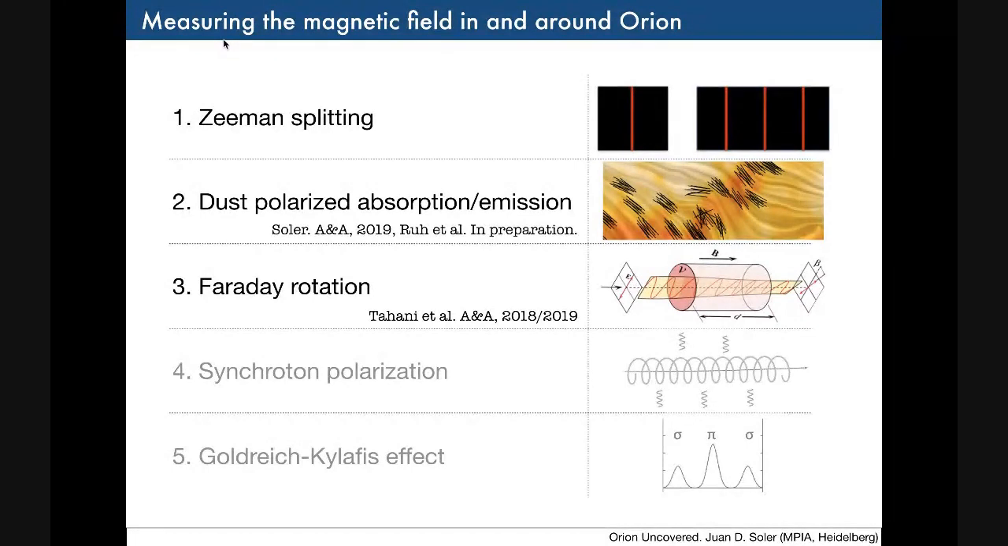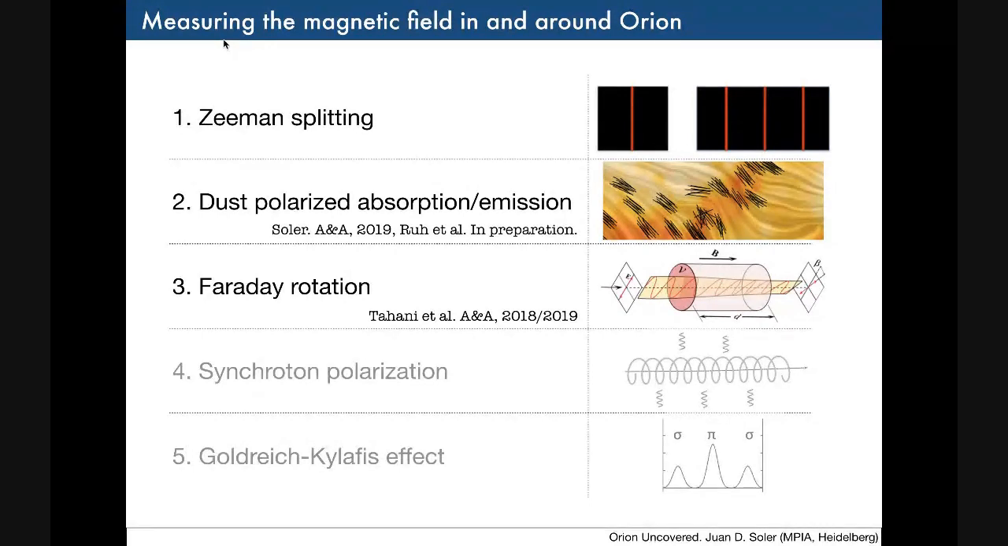The first observation is the Zeeman splitting. The next observation is dust polarized emission and absorption of starlight, and I'm going to talk about two little results that we have using that data. And the third result that I'm going to talk about today is using Faraday rotation.